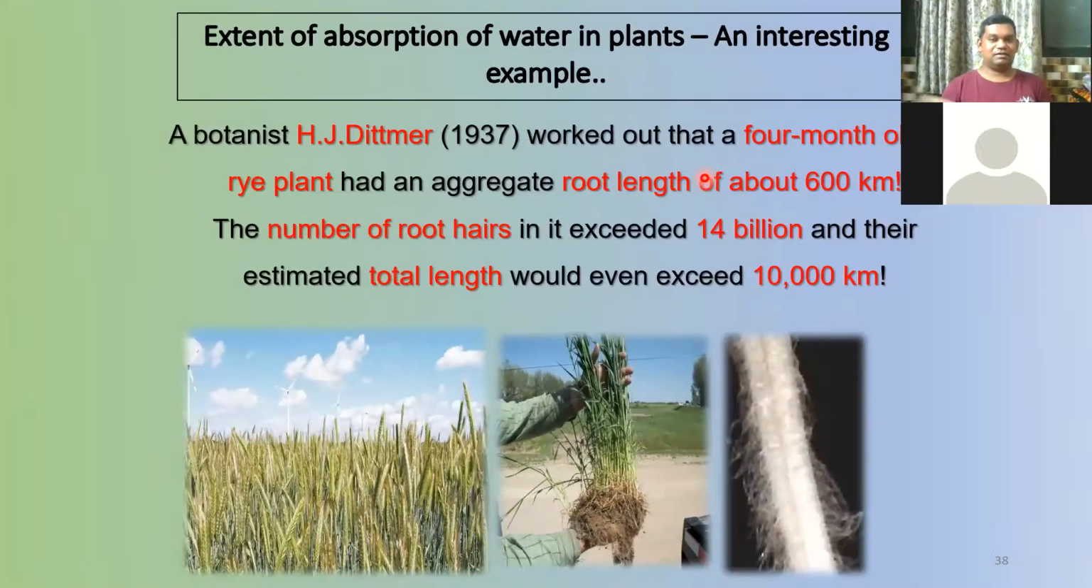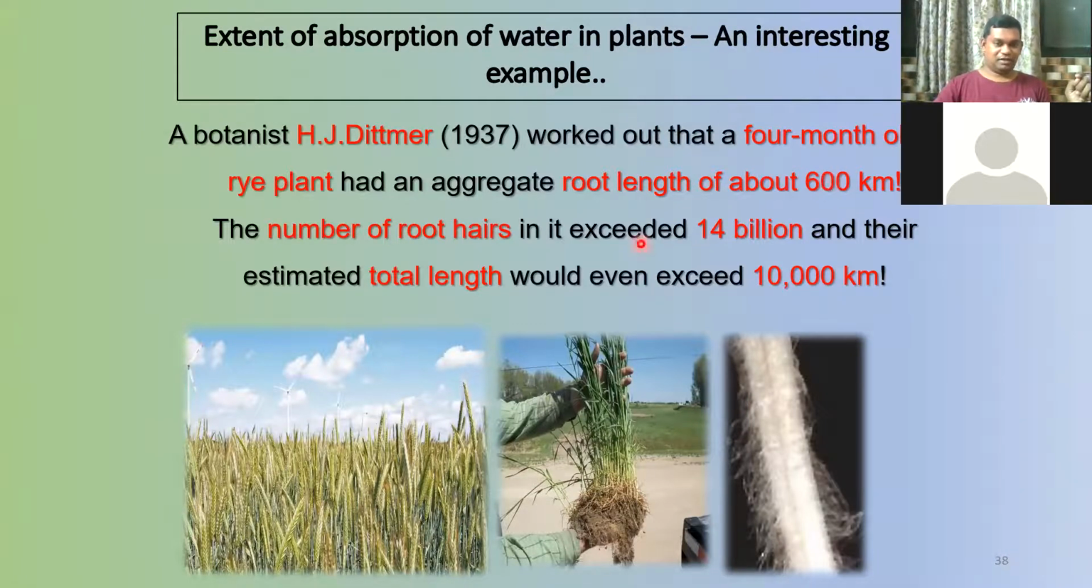And an example of absorption, a very interesting example, of how much water plants absorb. There was a botanist called H.J. Dittmer in 1937. He had calculated for a rye plant. What he did was take a 4-month-old rye plant.